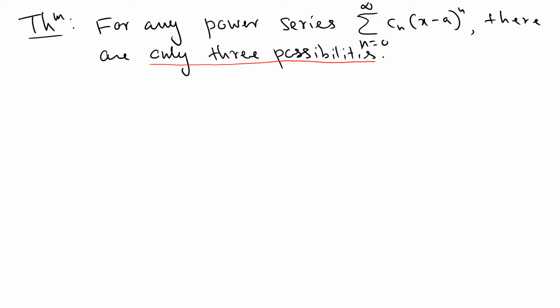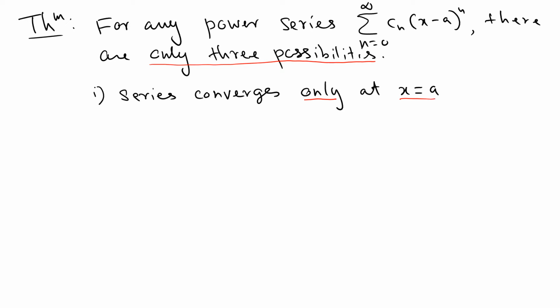The first one: the series converges only at x equal a. If you look at the number line, it's going to converge only at a. If you pick any other value, it's going to diverge. So in this case it converges at a, and there's no radius of convergence because you cannot go anywhere away from that. So the radius of convergence is 0.